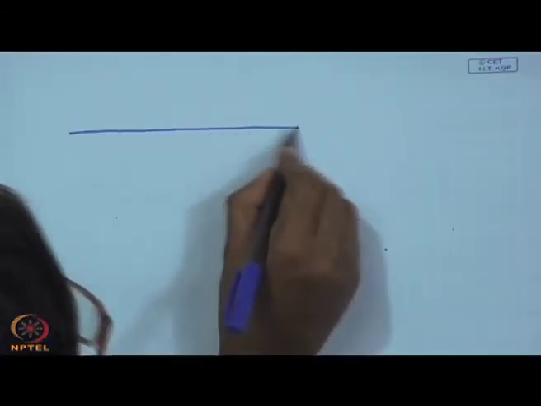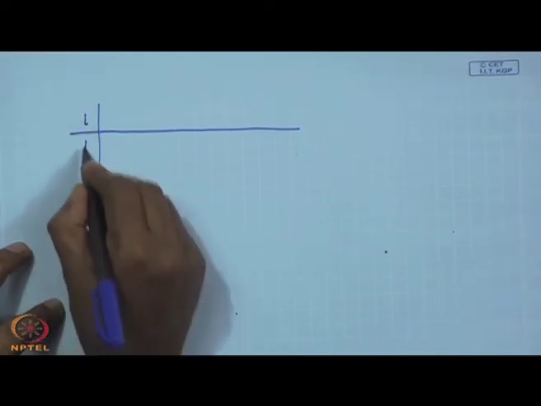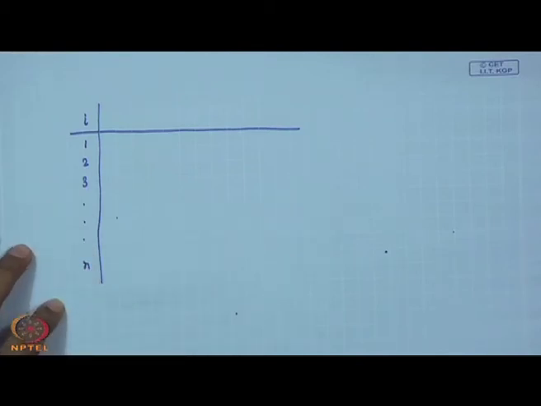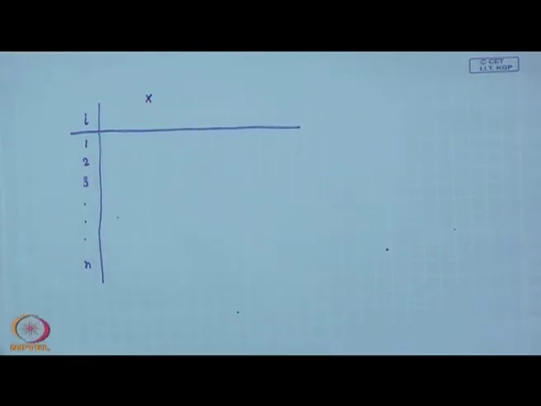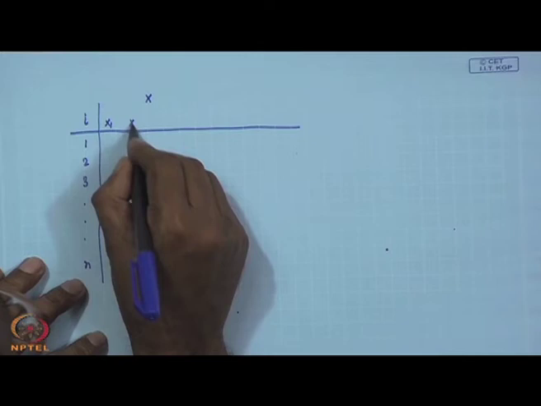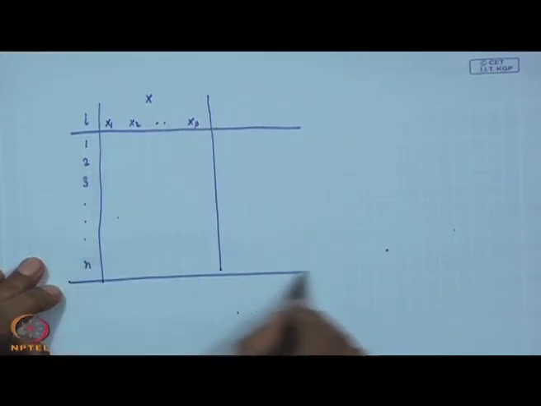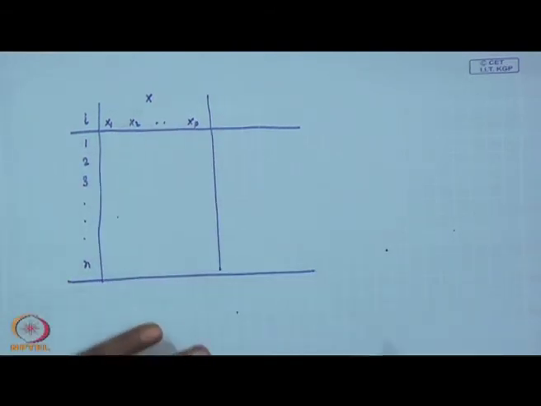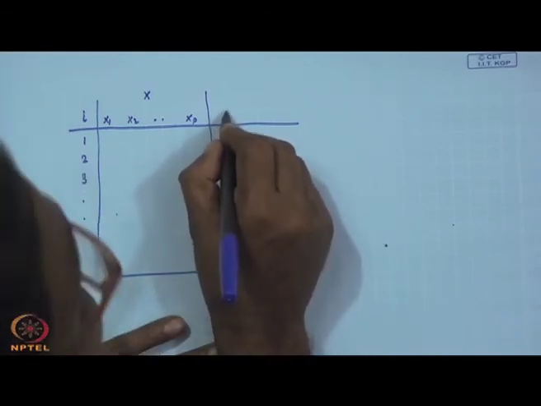Okay. For example, suppose you have collected n data points, 1, 2, 3, up to n. Let the data be x1, x2 up to xp variables, and I am sure all of you are in a position to fill this up. Now, we will calculate the d square value, Mahalanobis d square.